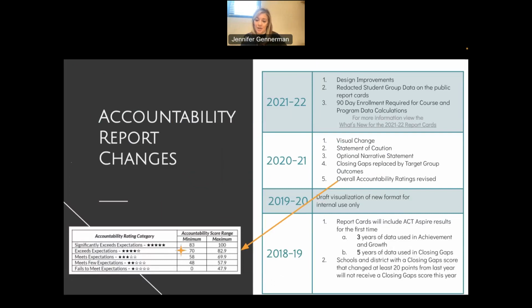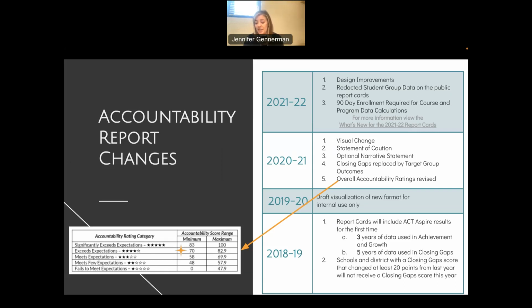Prior to jumping into our district and school results, I wanted to share a little bit more about what is offered from DPI in regards to the accountability report cards. Over the last few years, there have been some changes, whether it's in the calculations or the overall design of the report cards. School and district report cards have been provided since the 2012-13 school year. Since then, there have been some changes.